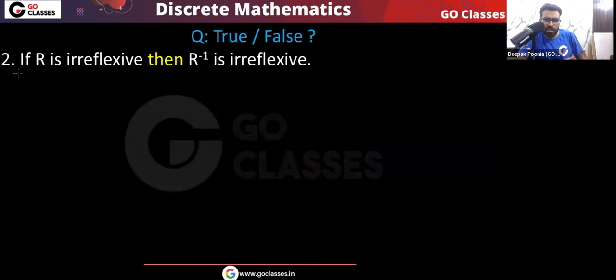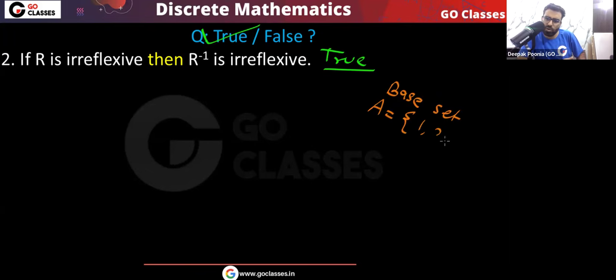What about this statement? If R is irreflexive, then can I say R inverse definitely is irreflexive? Yes, this statement is also true. For understanding purpose, let's assume our base set. You can consider the base set to be 1 2 3, whatever you want to consider, for example 1 2 3 4. You can consider any base set. So you can see what is given to you: R is irreflexive. Let's see the proof.